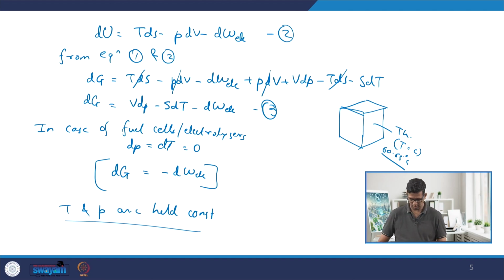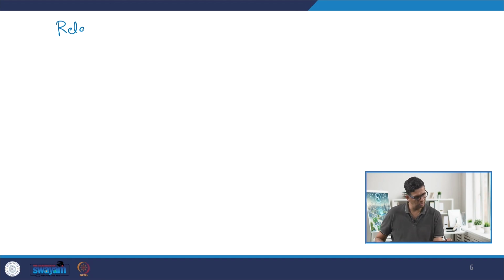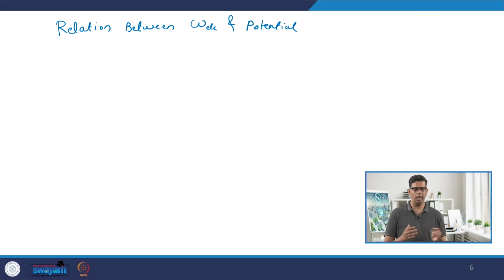So let's move on and quickly find out the relation between this electrical work and the potential. We have done half the work: we have related Gibbs free energy and the electrical work. Now let's connect the electrical work with its potential. It's again a very simple demonstration. We know electrical work is nothing but electrical potential times charge. Okay, let me write this up.